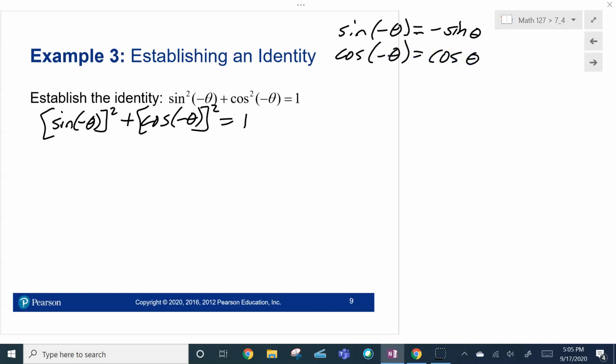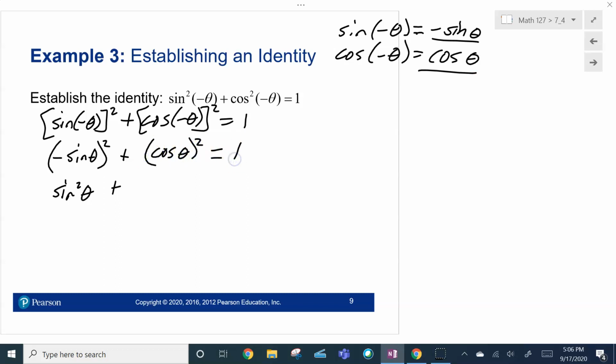So I'm going to use those properties, the fact that sine's odd and cosine's even. I'm going to replace sine of negative theta with negative sine theta. So this is negative sine theta squared, right? Negative sine times another negative sine is a positive sine squared theta. Now cosine of negative theta becomes cosine theta, so this is just cosine theta squared, or cosine squared theta, right?